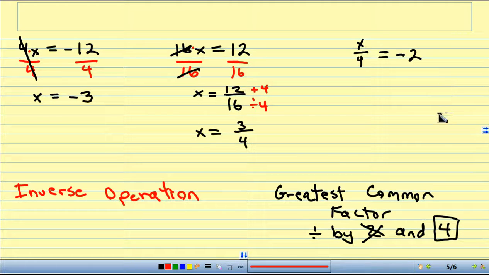Now lastly, solving this one on the right here. I have x divided by 4 equals -2. So between this x and 4, it's division. The opposite of division is multiplication. So I'm going to multiply both sides by 4. These 4s on the left, they're going to cancel out. So I'm just left with x. And now I'm going to do -2 times 4. -2 times 4, I hope you realize, is -8.